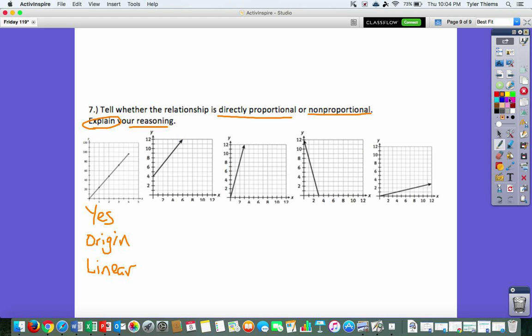For the second one, this one is actually no. No, it is not. It is linear, but it does not go through the origin, so therefore it is no. Please press pause and do the last 3 on your own.